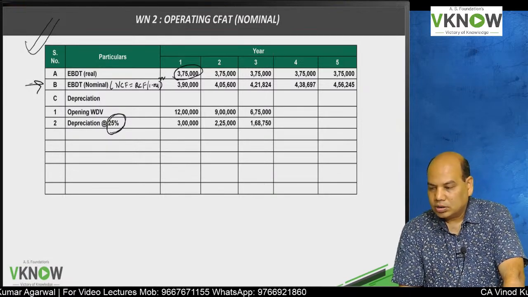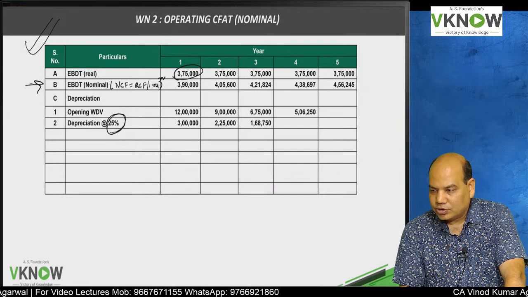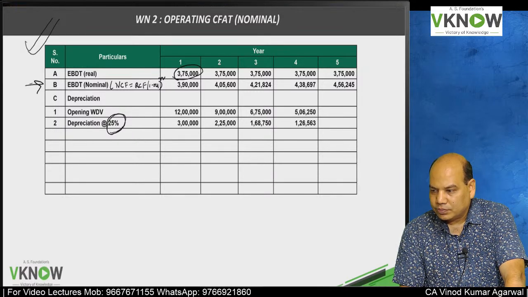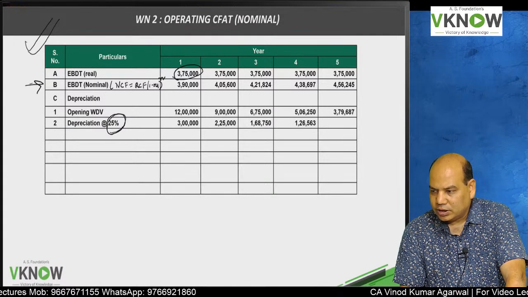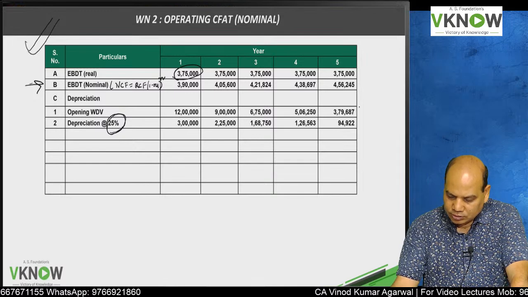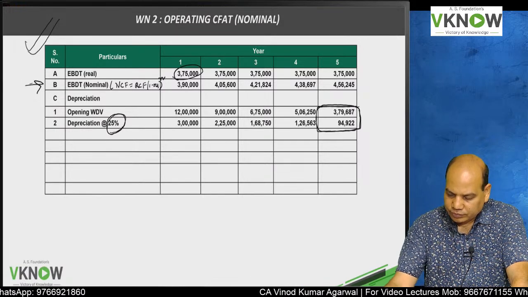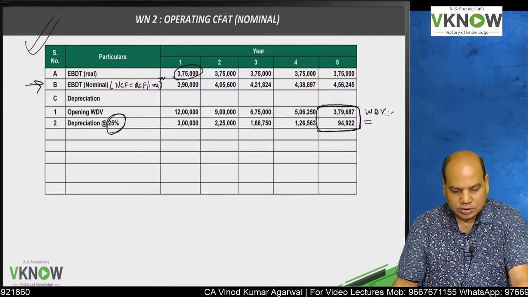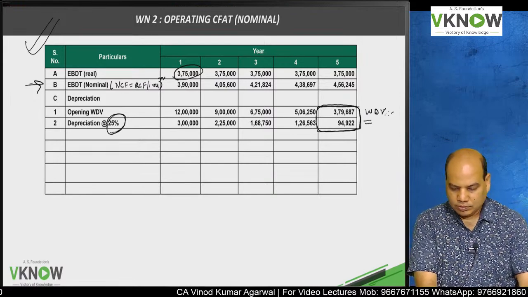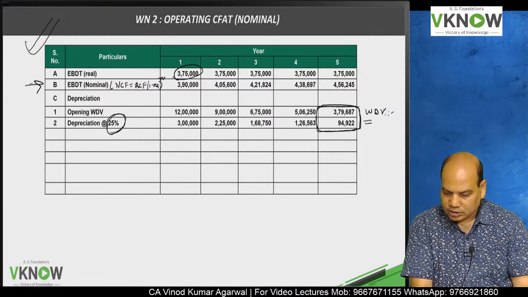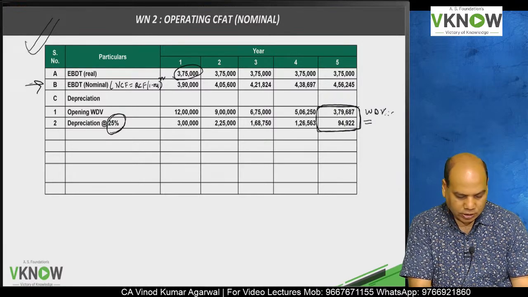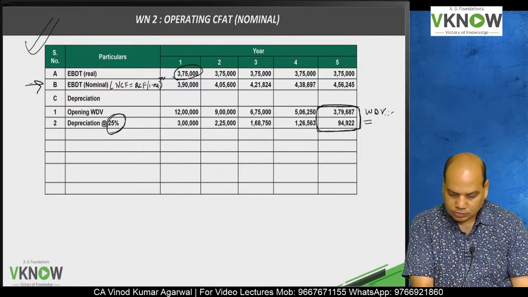Divide by 4, 168,750. Next year 5,06,250, divide by 4, 126,563. Last year 379,687, divide by 4, 94,922. Wait a minute. What will be WDV after 5 year? What will be WDV here? Can you please calculate WDV for me? What will be WDV? I will require that in the main answer. 379,687 minus 94,922.